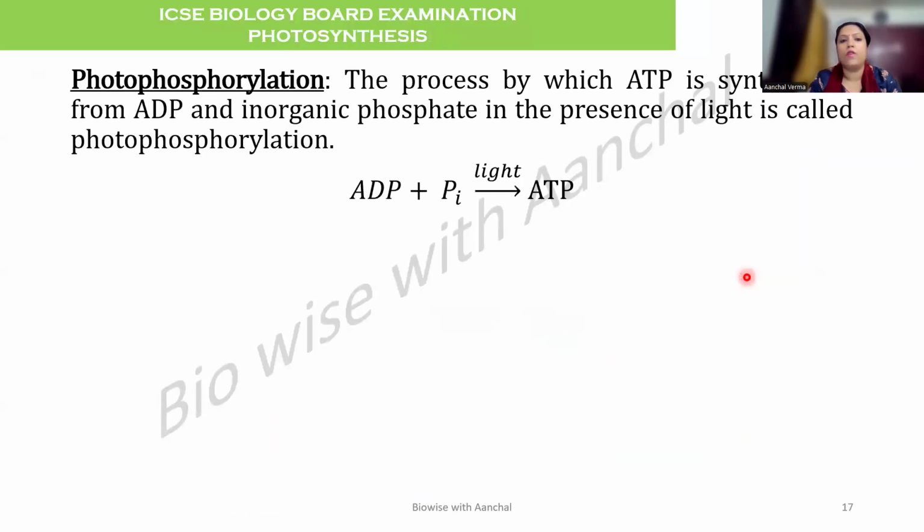Next one, photophosphorylation, the process by which ATP is synthesized from the ADP and inorganic phosphate in the presence of light is called photophosphorylation. Pause the video, write the definition. Mark my words, these definitions are very important.